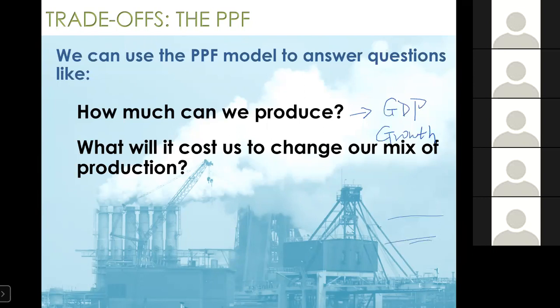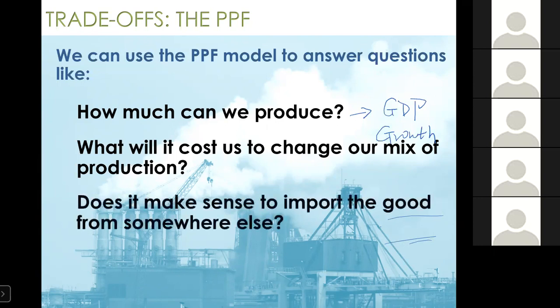Second question, what will it cost us to change our mix of production? That is related to how we are going to structure our economy. So we have two different things to produce. Should we produce more A or should we produce more B? Remember here, two just represents many. Does it make sense to import a good from somewhere else? That relates to the concept of trade. So this PPF is going to help us understand the benefit of trade.